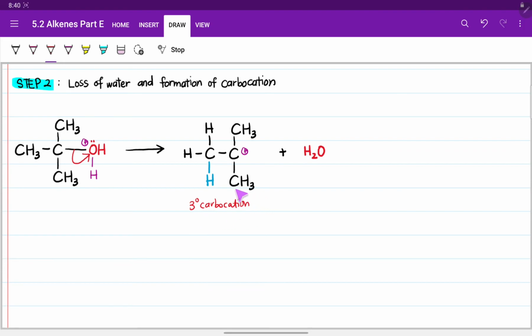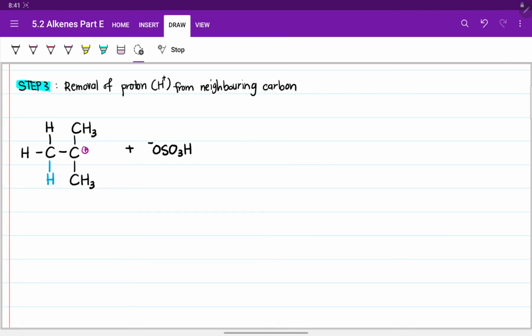Okay, so since we already have a tertiary carbocation, so this is the most stable carbocation already. Okay, kalau ada primary, secondary baru kita fikir, oh boleh tak dia jadi lagi tinggi. But for this one, this is already a tertiary carbocation. So, ambil the whole thing over here, the tertiary carbocation, bawa pergi untuk step yang ketiga. Okay, so now let's proceed with step 3. Right now, step 3, removal of proton from neighboring carbon.